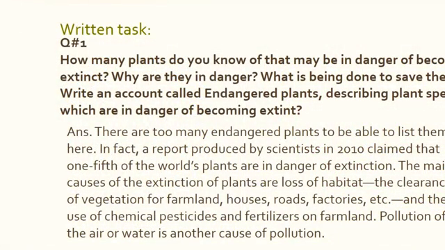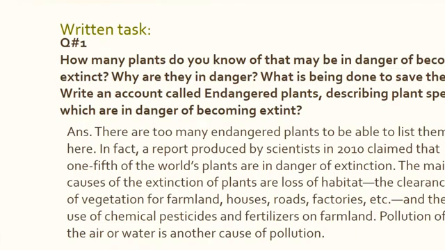Now the written task is question number 1. How many plants do you know that may be in danger of becoming extinct? We have studied that a plant becomes extinct when it does not reproduce for a long time, then their type finishes. Why are they in danger? What is being done to save them? Write an account called endangered plants, describing plant species which are in danger of becoming extinct.